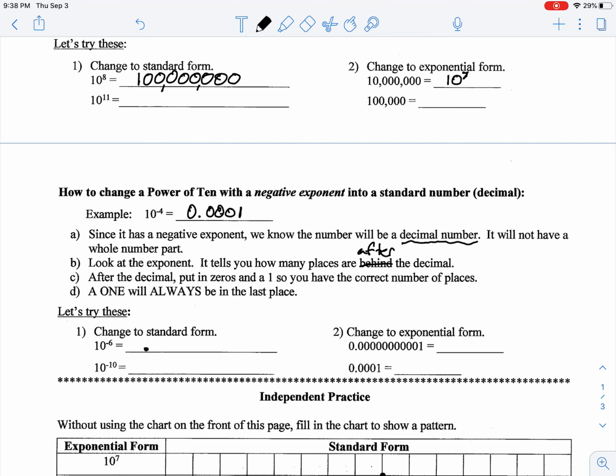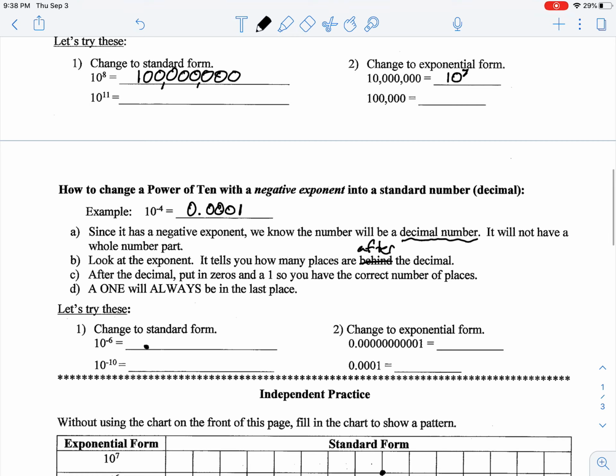Doing that again, start with our decimal point, and we know we're going to have 6 places after this, and that includes the 1. So we will have 1, 2, 3, 4, 5 zeros and a 1. I'm going to have you try that second one all by yourself here soon.